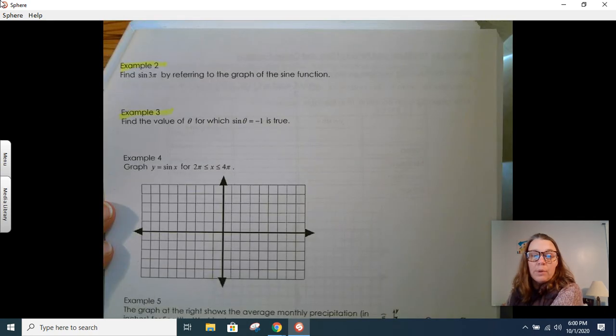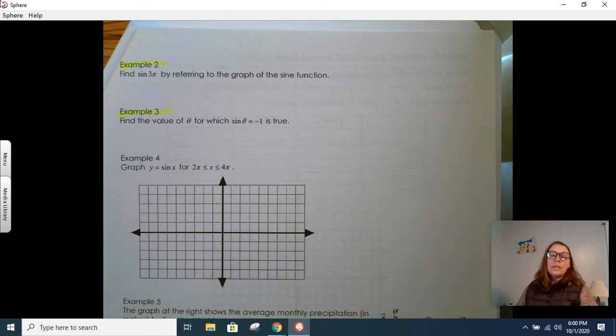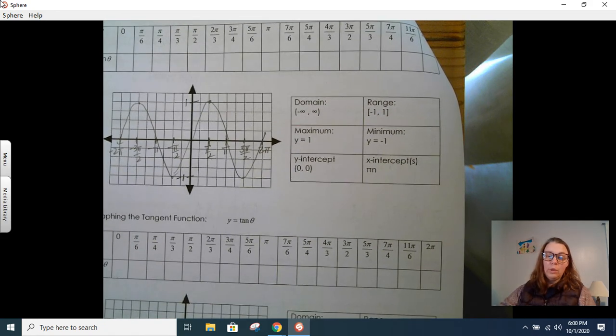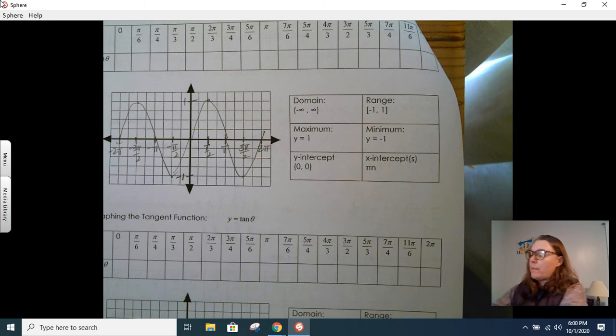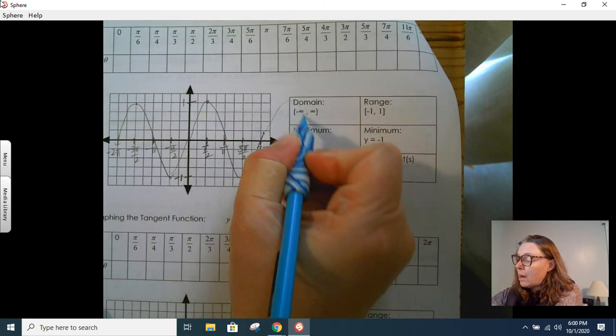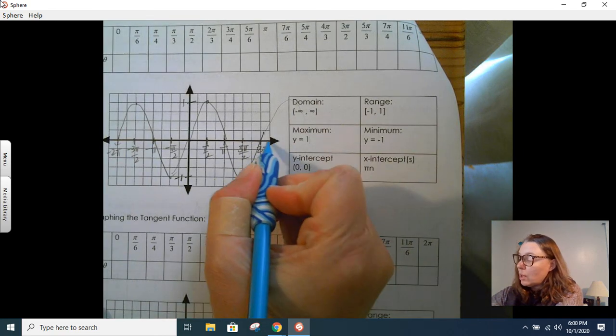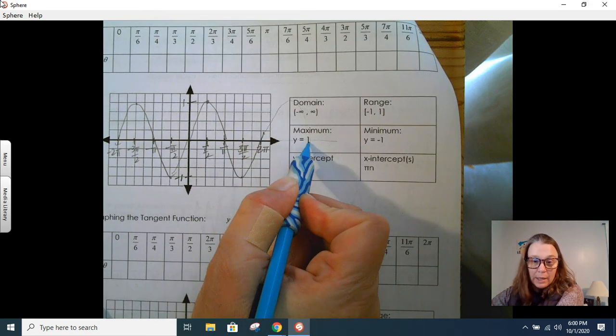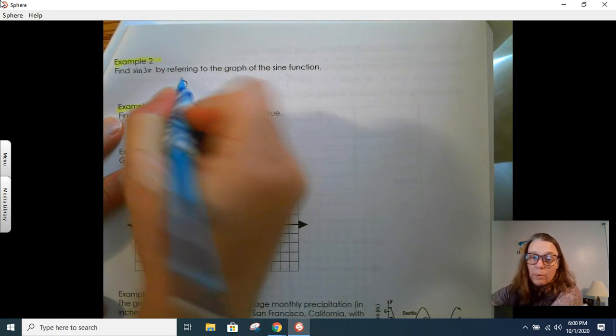Okay, so I want to look at example 2 and 3 just quickly. So it says find the sine of 3 pi by referring to the graph of the sine function. So if we wanted to do that, we could look at the graph of our sine and think, at 3 pi, what do we think the y value would be when the angle is 3 pi? So if we were to imagine this graph continued and then it would come down, what would be happening at 3 pi? So you might notice that it's hitting the x-axis at pi, at 2 pi, and then it would happen again at 3 pi. So we would say the value of the sine of 3 pi is 0, and we can get that from the graph.